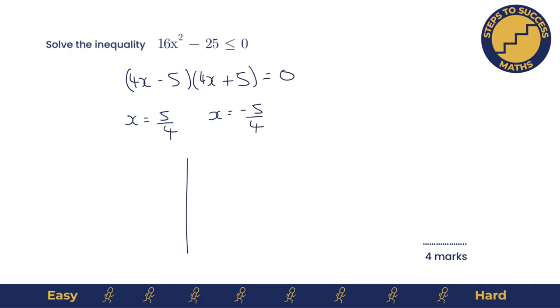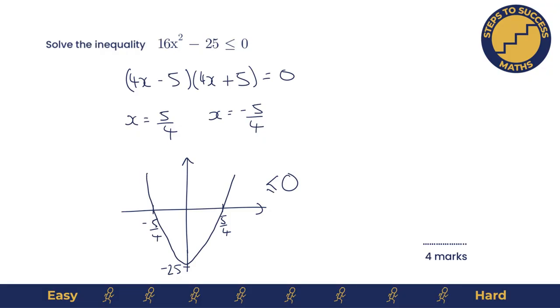We can use this information to draw our little sketch. So we've got negative 5 over 4 and 5 over 4. And we've got negative 25 on the y-axis. So it looks like this. And we're looking for when this is less than or equal to 0. So this section under the x-axis. So then we've got that x is greater than or equal to negative 5 over 4 and less than or equal to 5 over 4.